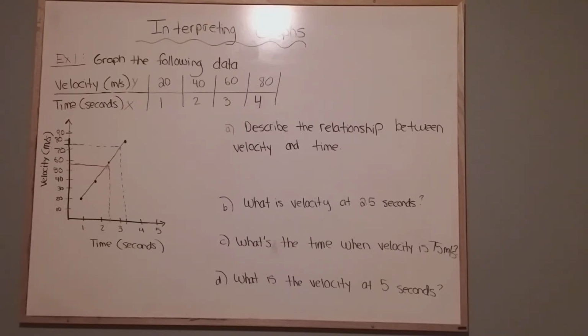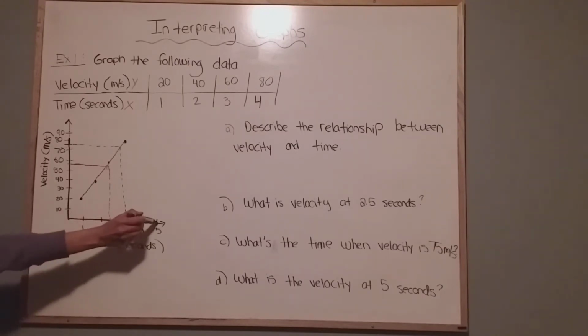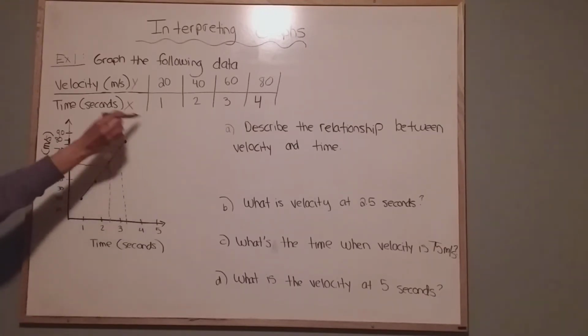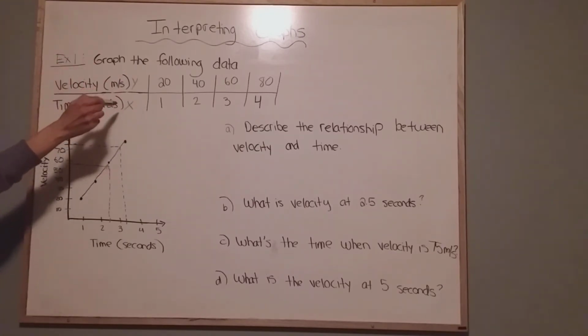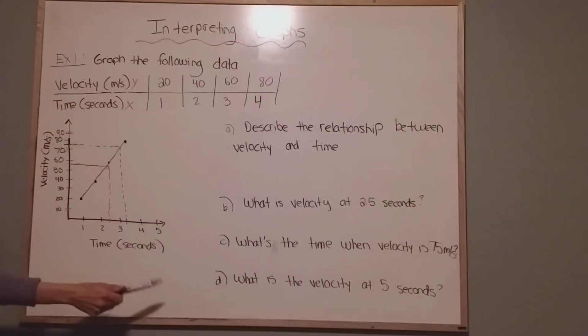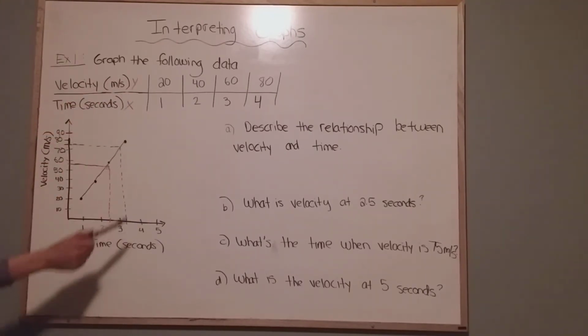Okay, letter D says, what is the velocity at 5 seconds? If I'm trying to find my velocity at 5 seconds, if I go up from here, I have no portion of my graph. I can look at my table and continue because I realize every time I'm going up by 20. So I know my answer is 100, but there's no way I can tell on my graph. So using my table, I know it's going to be 100 meters per second.